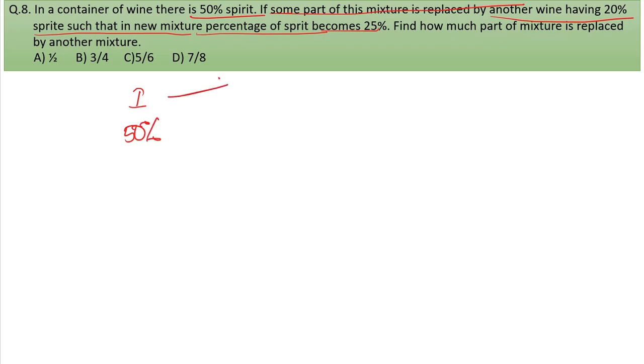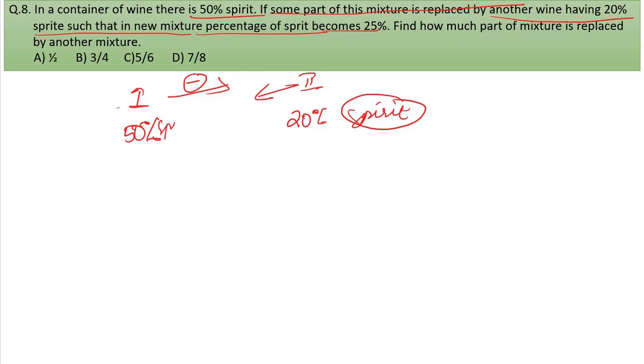This mixture is taken out, some unknown quantity is taken out and then added with the same quantity. That is the second mixture is having 20% spirit, and the first mixture is having 50% spirit. These two mixtures are mixed together, and we are having 25% spirit here.